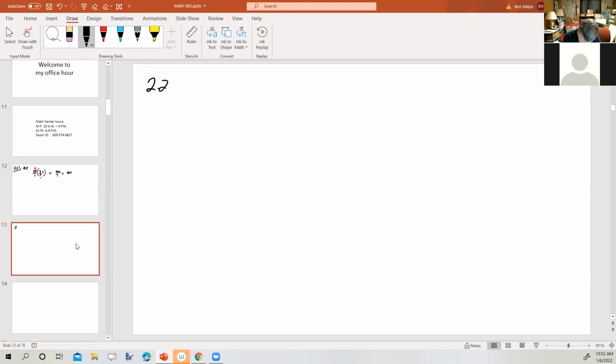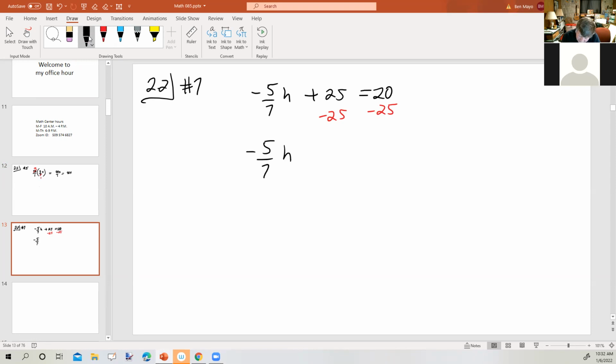Same section, problem number 7: -5/7 h plus 25 equals 20. So we're going to isolate the variable term by subtracting 25 from both sides of the equation. We then get -5/7 h. The plus 25 and the minus 25 cancel. 20 minus 25 is -5.